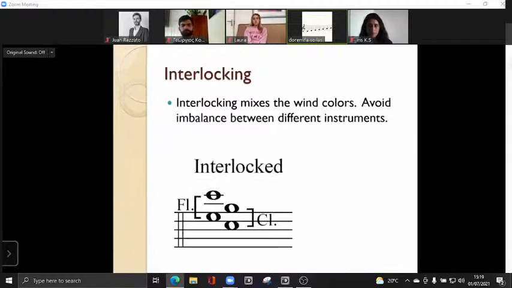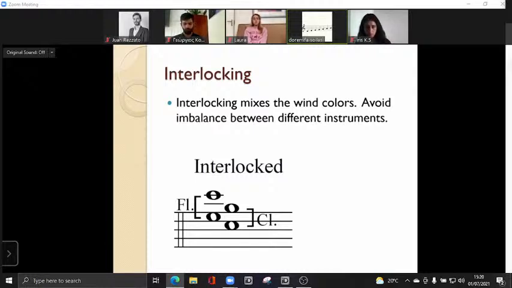Interlocking mixes the wind colors. Yes, we are mixing the colors, but you have to be careful because you have to avoid imbalance between different voices. The example we have here works fine. It's good because the flutes are in a good register, and we have a balance between the two instruments.